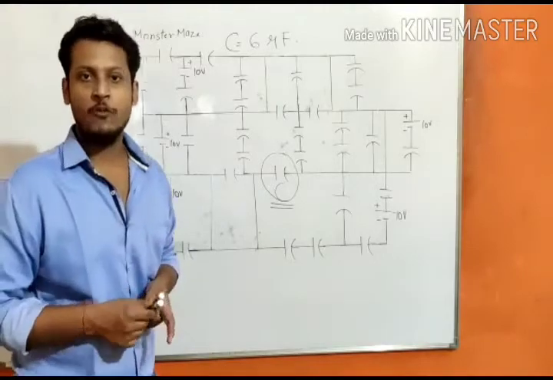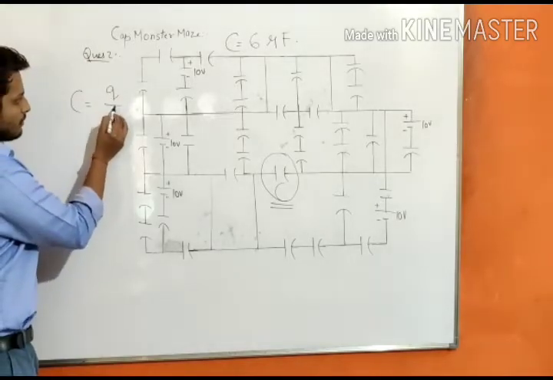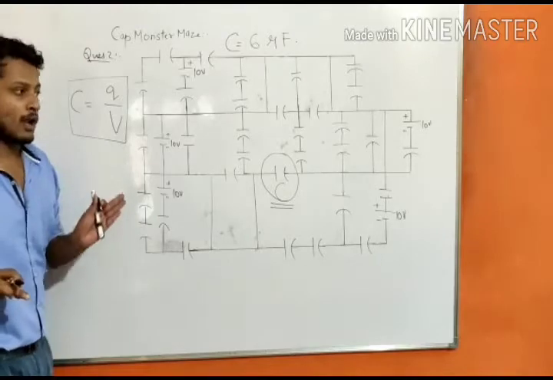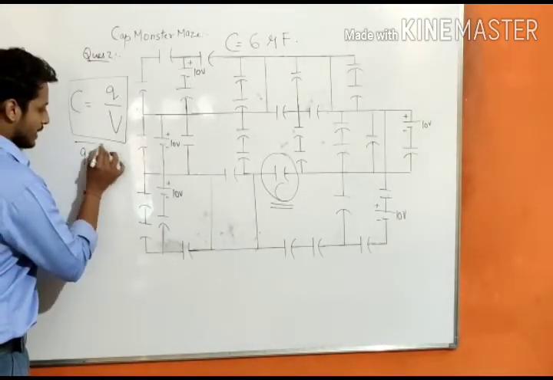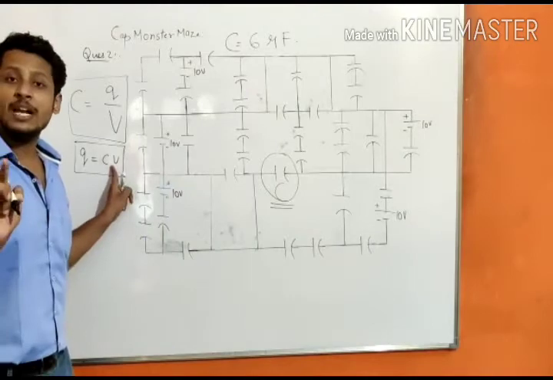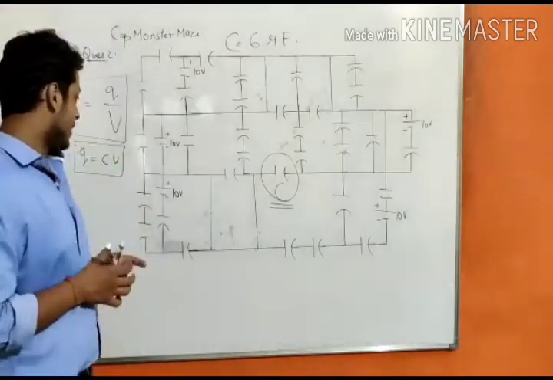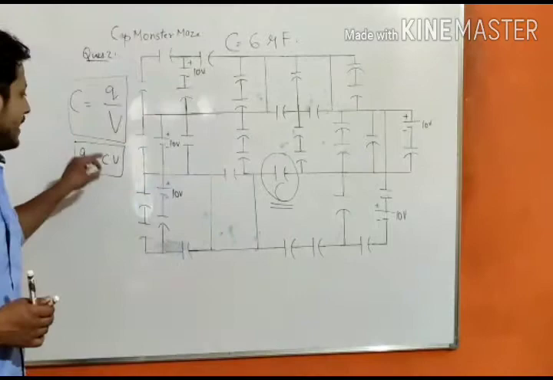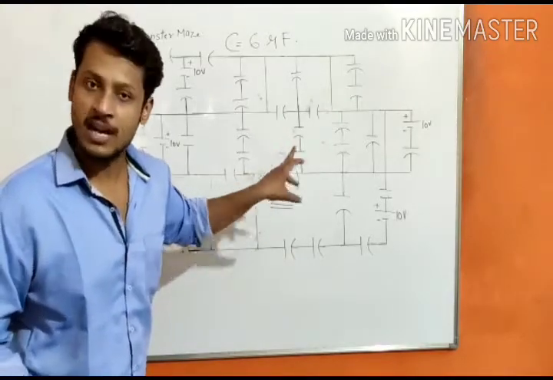Going to the basic definition of capacitor, we can say capacitor C is equal to Q upon V. This is the basic formula of capacitor, from which all other formulas are derived. In order to find Q, we have the formula Q equals CV, where C is the value of that particular capacitor, and V is the potential difference across that capacitor in which we are interested to find the charge. Q is the charge stored in it.